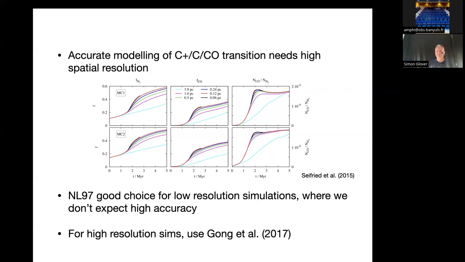So formally, you need to actually go to about 0.1 parsec resolution to get numerical convergence. In practice, 1 parsec, about half parsec, is probably okay. But if you're running a simulation where your minimum resolution element is like 4 parsecs or 8 parsecs, which is quite common, then you're going to be getting the chemistry wrong. And then it's not worth worrying about using complex chemical networks because you simply don't have the fundamental resolution to make use of them.